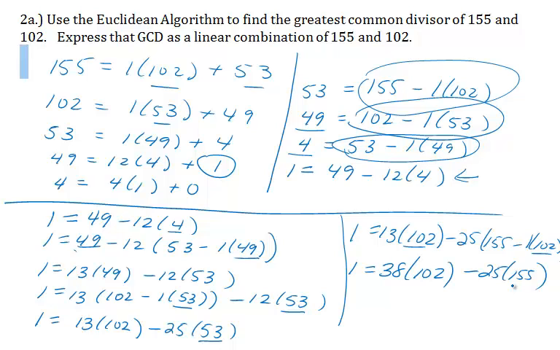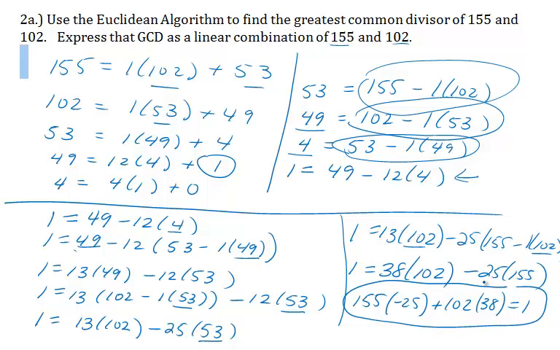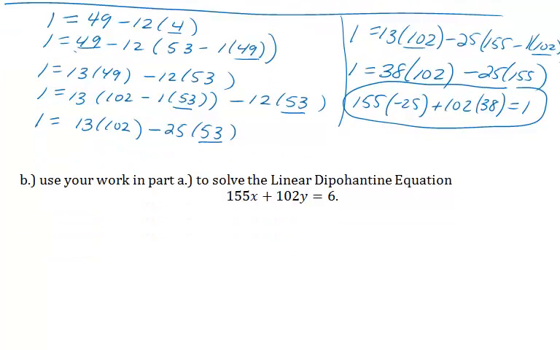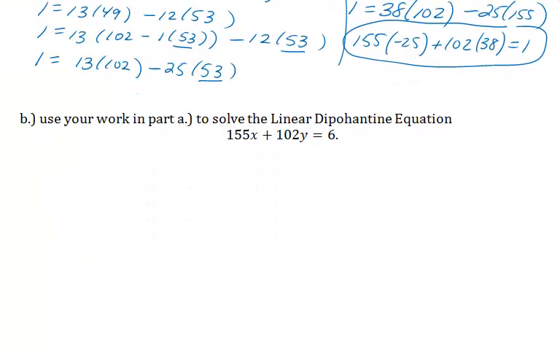Okay, so we wanted to express the greatest common divisor as a linear combination of 155 and 102. Let me rewrite this: 155 times negative 25 plus 102 times 38 equals 1. And we've completed part A. Now, using that information, we want to solve the linear Diophantine equation 155x plus 102y equals 6.